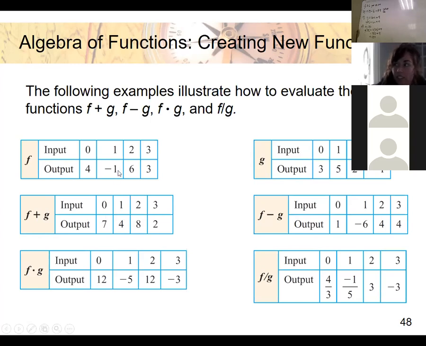And of course, for x, for the input being 1, we look at the outputs for 1 in f and g, like -1 plus 5. That gives us 4. And for 2, f plus g, I look at the outputs for f and for g. That's 6 plus 2, which is 8, and so on. And we do the same thing for f minus g and f times g and f divided by g.